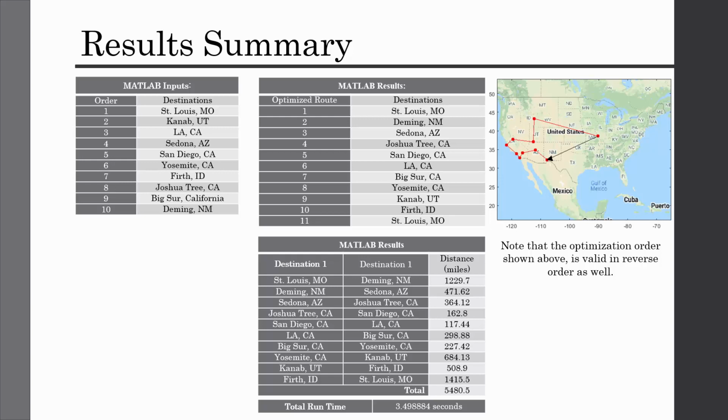The leftmost image has been generated in MATLAB by extracting an image from Google Maps and overlaying the coordinates of each destination on top of the image. Note that the optimized order shown in this image is also valid in the reverse order. The total runtime was roughly 3.5 seconds.